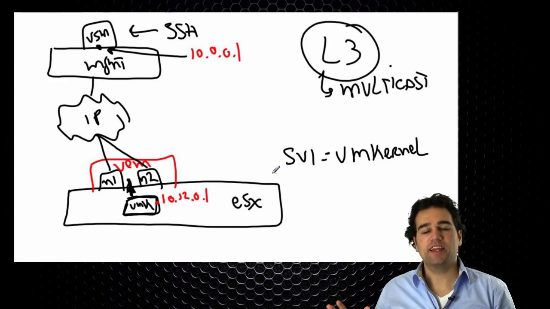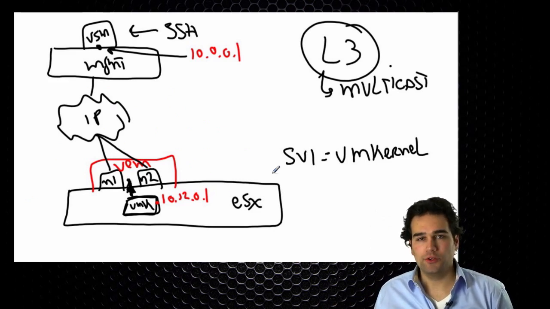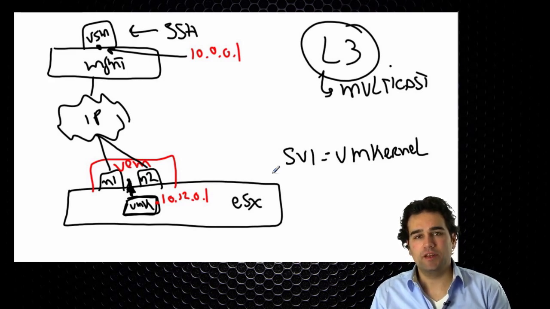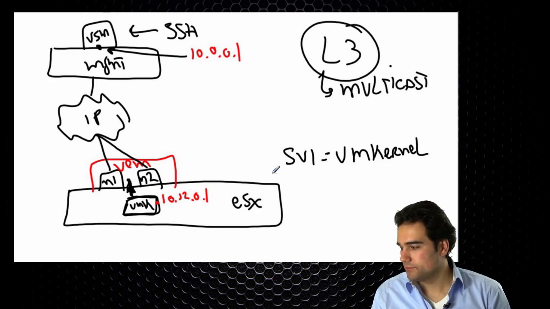So I will show you exactly how that looks in VMware. How do you configure that IP address, and what kind of settings do I need to do to get this working? Because then if you see that happening, it makes sense how it works.